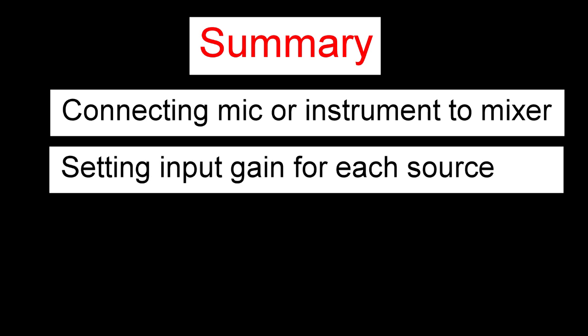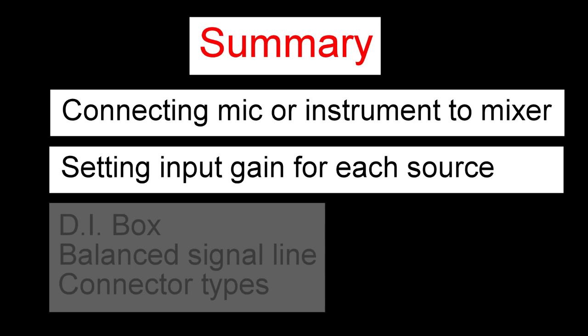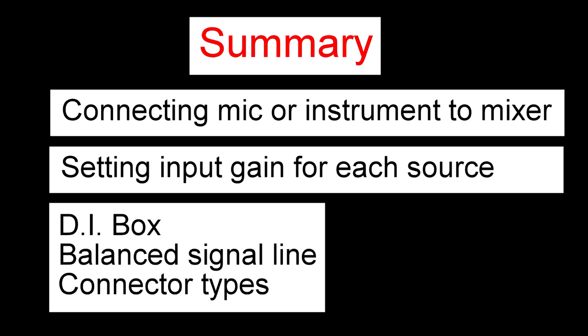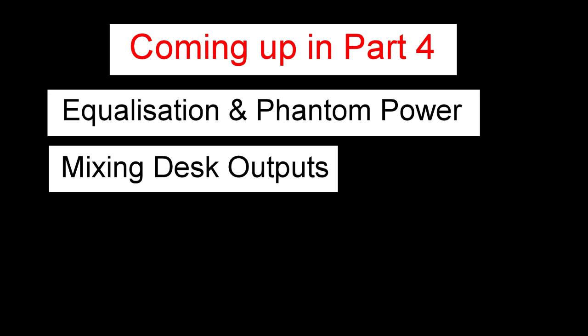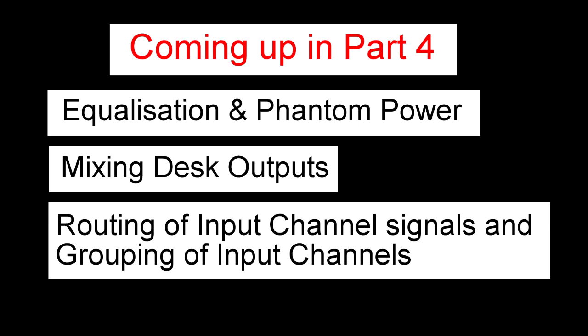Well, that's about all for this chapter. To recap, we've looked at how to connect a microphone and electronic instruments to the mixer, and how to set the input gain for such sources. On the way, we touched on the role of the DI box, the principle of the balanced signal line, and the common types of connector typically used in PA setups. In part 4, we'll probably be covering things like equalization, phantom power, mixing desk outputs, routing of input channel signals, and grouping of input channels.